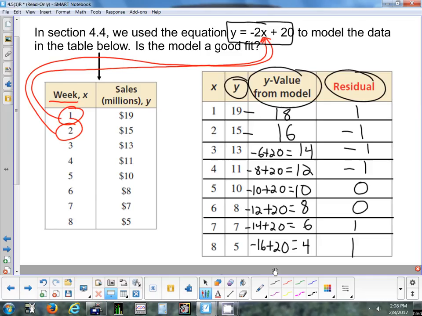So what do you think? Is this line a pretty good fit? Yeah. At most, it's only ever off by 1. There's a few points where it's above. There's a few points where it's below. And there's a couple points where it's right on.